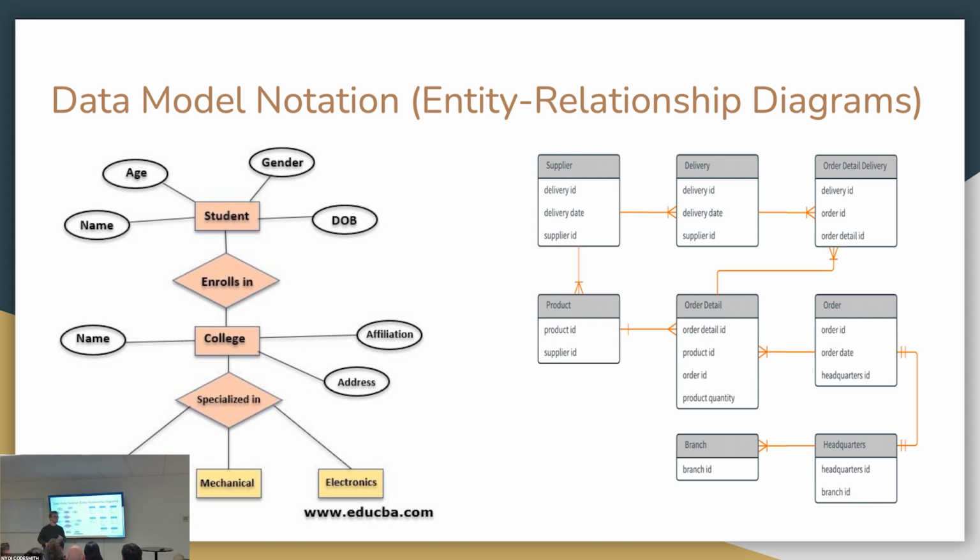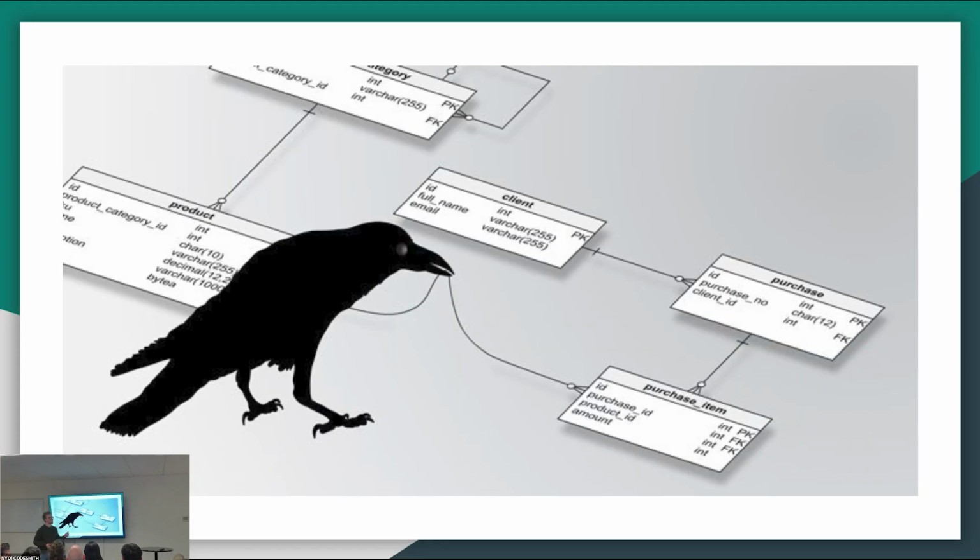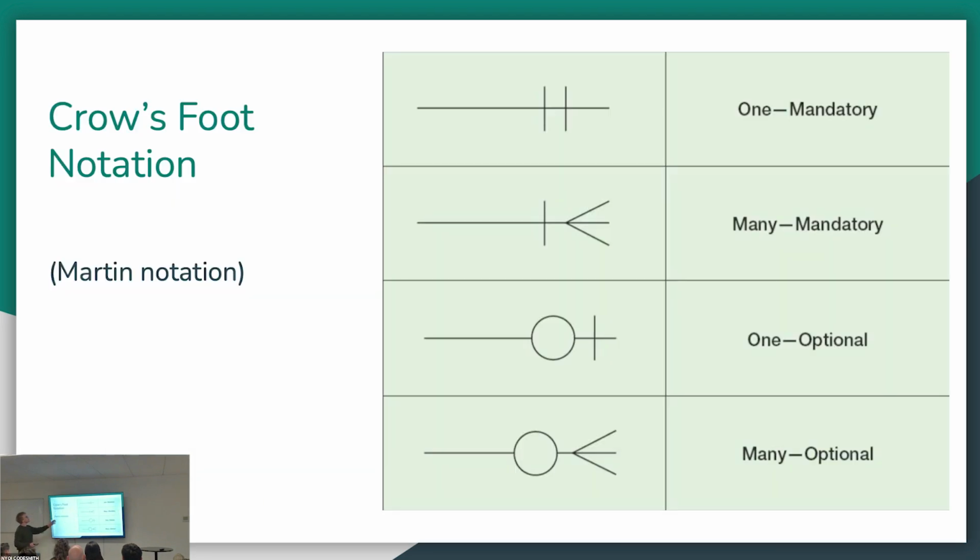What was that, please, in the front? Crow's foot. He's exactly right. Crow's foot notation. Very good. Crow's foot notation is also called Martin notation. It uses these symbols to help you understand the relationships between your data.